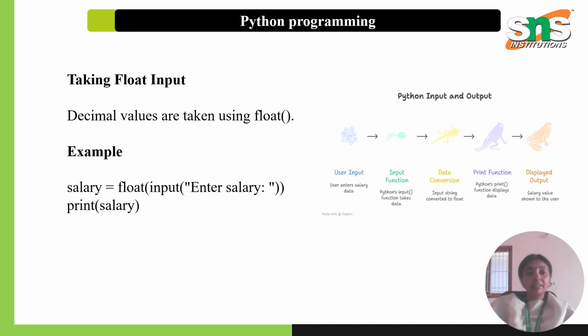The same thing for float also. If you want to print float value, that is point values, how we can display is using float function. We can convert the default string value to float value. Here the decimal value are taken using float. Salary equal to float of input of "enter salary", print salary. User inputs user salary data. Input function is taking that value as string and then data conversion done by the float function and then it will print the float value as a result.